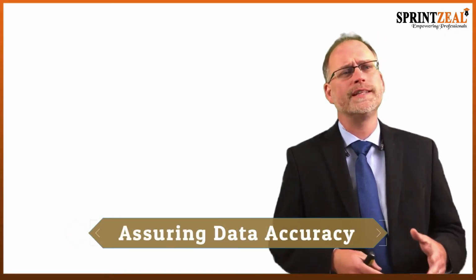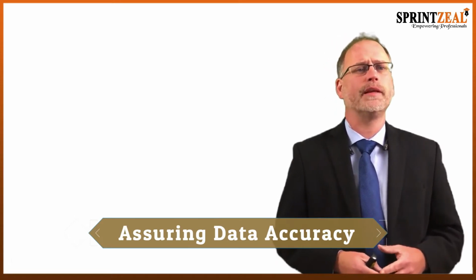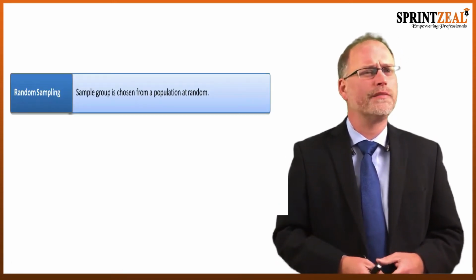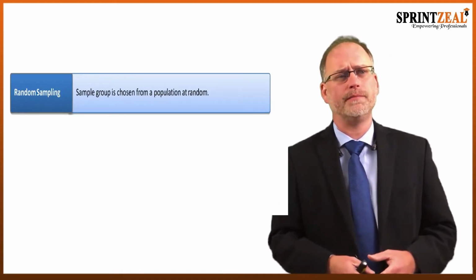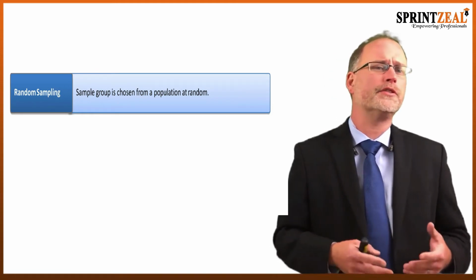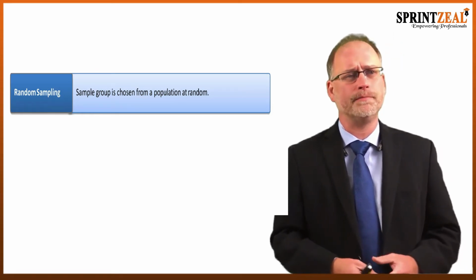So to ensure that data is accurate, data sampling is carried out. Now, sampling is just the act or process or even a technique of selecting an appropriate sample from a group or population. So there are a couple of types of sampling. The first one being random sampling. And this is where the sample group is chosen from a population at random.